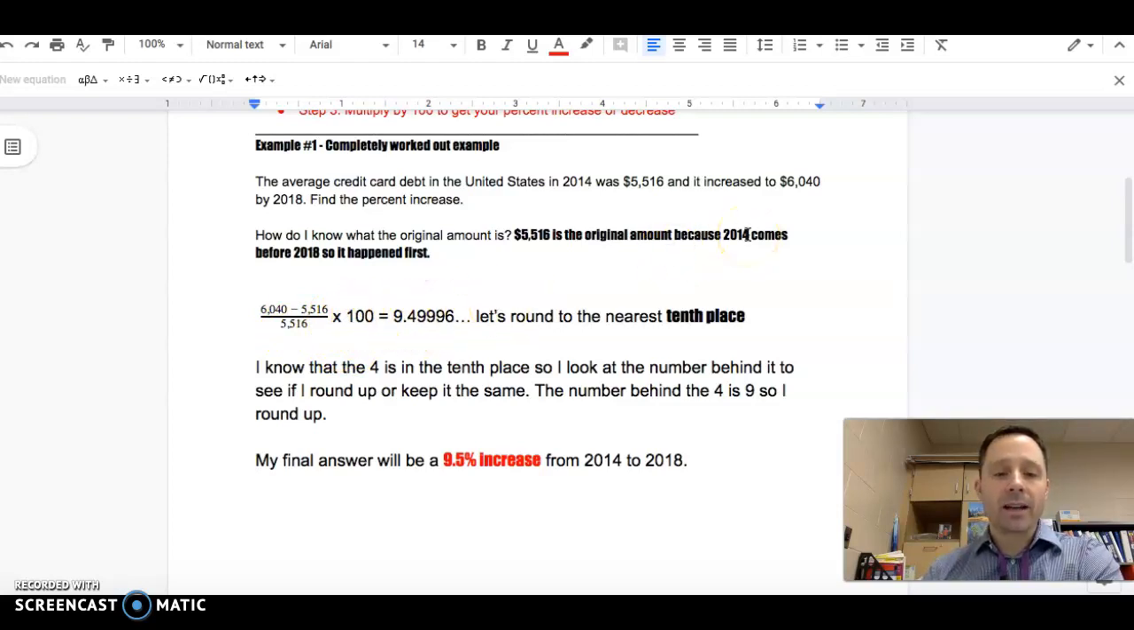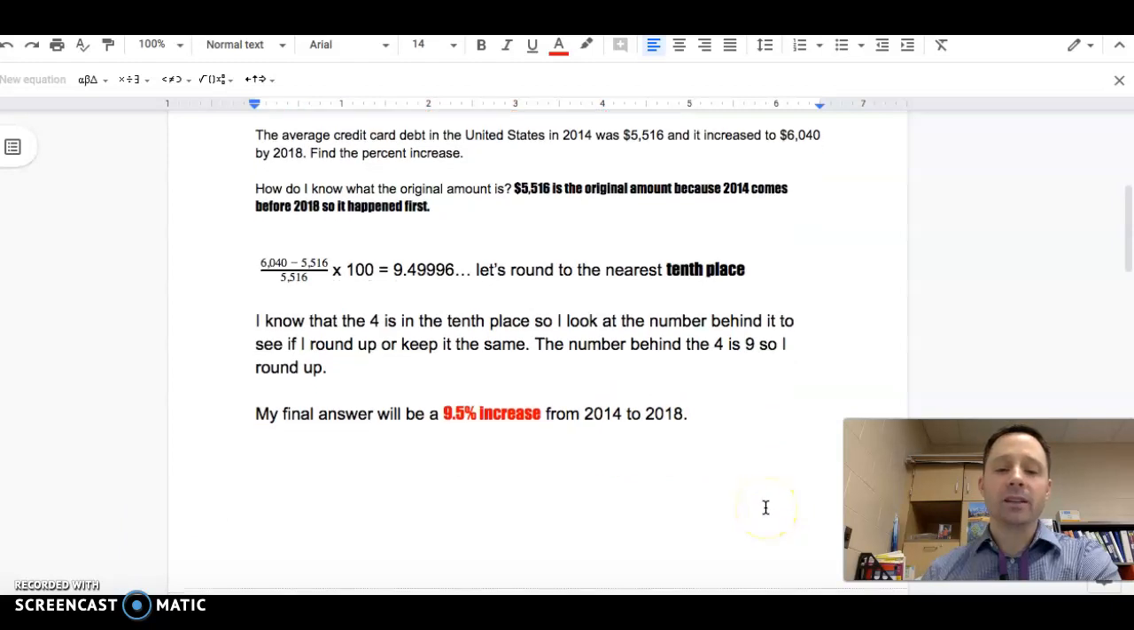Well, this one comes out a little nasty, 9.49996, and it keeps going. So we're going to round this to the nearest tenth place. I know that the 4, this 4 right here, is in the tenths place. So I look at the number behind it to see if I round up or keep it the same. The number behind the 4 is a 9, which is greater than 5 or above. So that's going to tell me to round this 4 up. So this is going to become my final answer, which will be a 9.5% increase from 2014 to 2018.